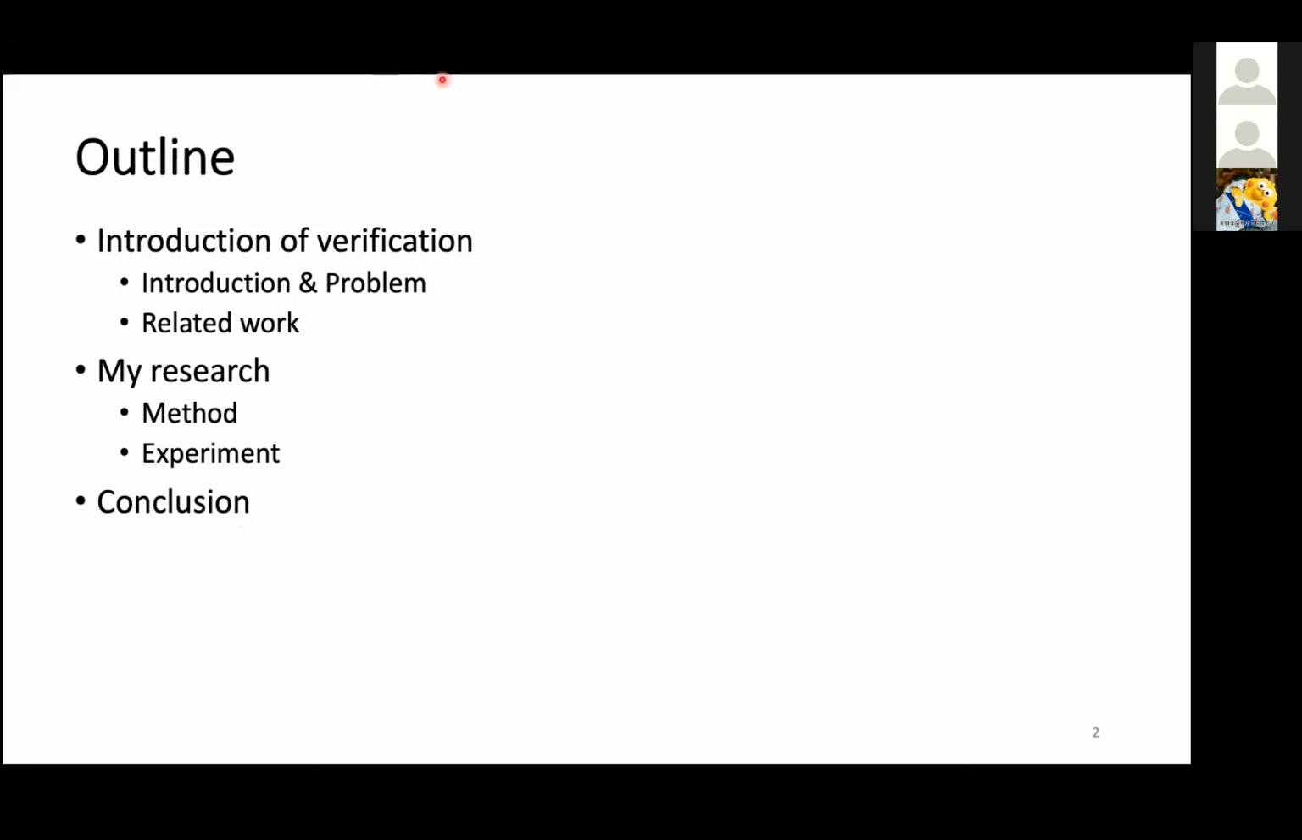Sorry, can you move to the next page? Hence, I don't know why there is a problem in my computer. I can move to the next page. Yes, so can you see the presentation mode? Yes.